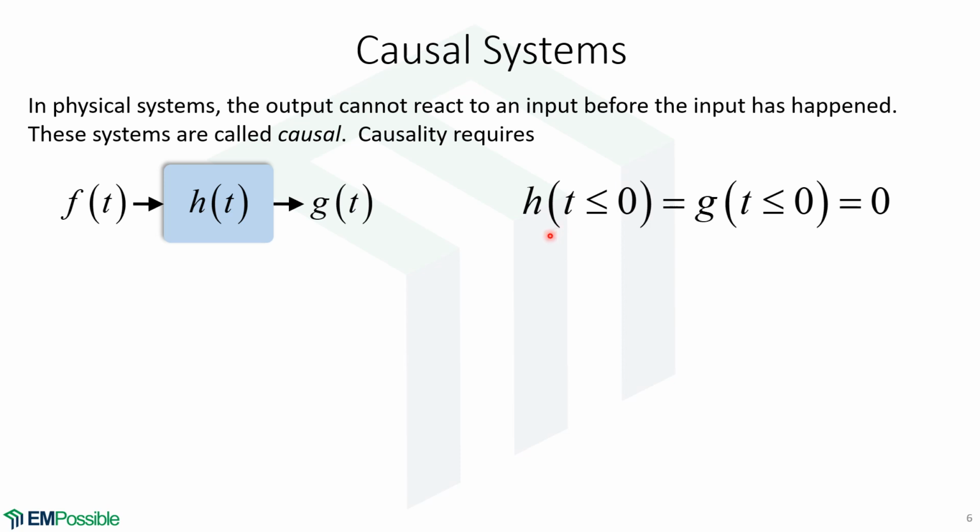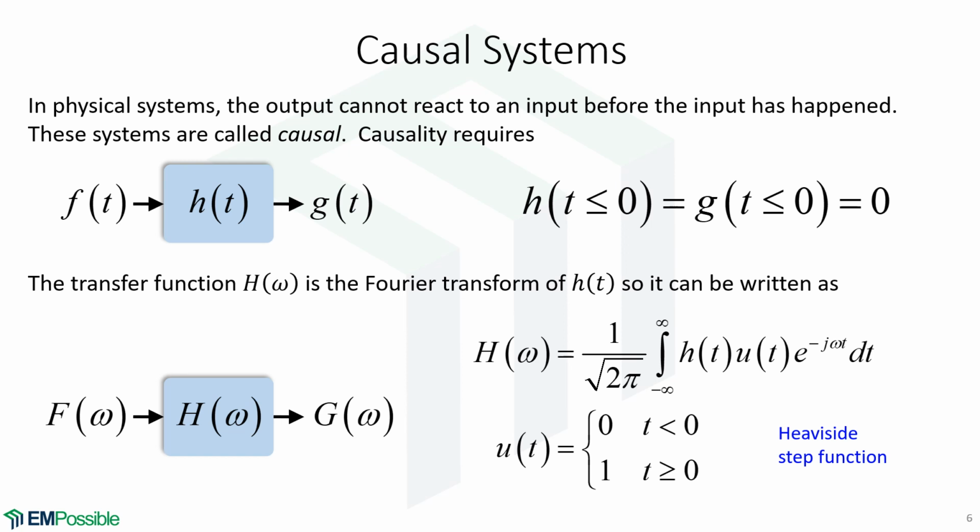So if we look at the impulse response of a causal system, and if that input happens at time 0, then our impulse response has to be 0 for time values less than or equal to 0, and our output will also be 0 for time values less than or equal to 0.